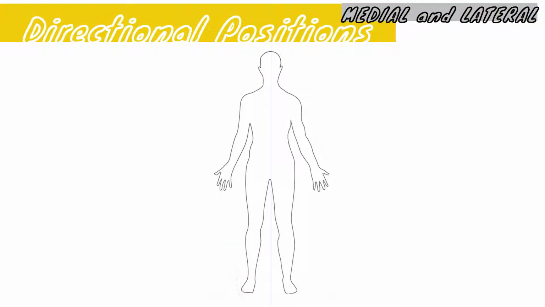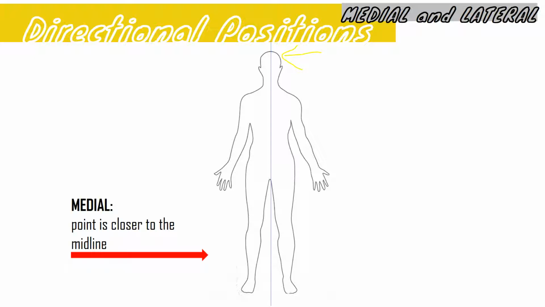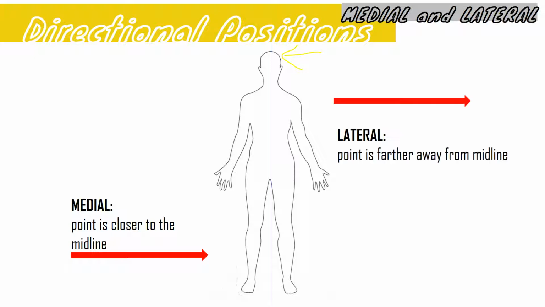The next 2 terms we're going to discuss are medial and lateral, and it's all in relationship to this midline. It's an imaginary line that splits the body in half in the center. Medial means that the point is closer to the midline, whereas lateral means that the point is farther away from the midline. So you can say that the navel is right on the midline, and you would say that the hip is lateral to the navel.